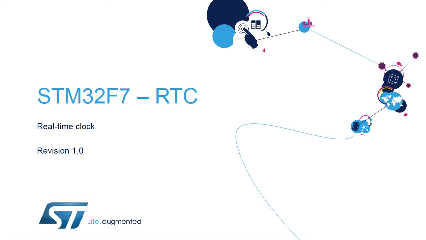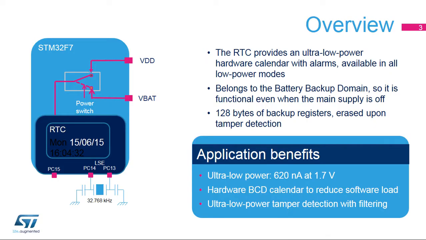Hello, and welcome to this presentation of the STM32 real-time clock. It covers the main features of this peripheral, which is used to provide a very accurate time base. The RTC peripheral features an ultra-low power calendar with alarms, which run in all low power modes.